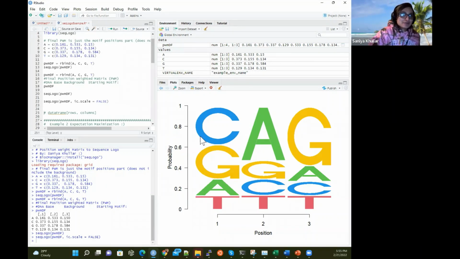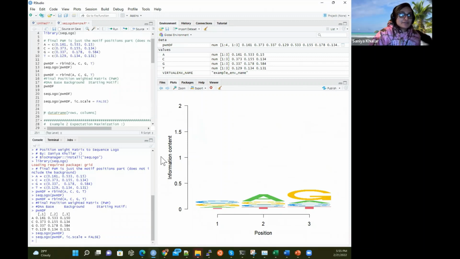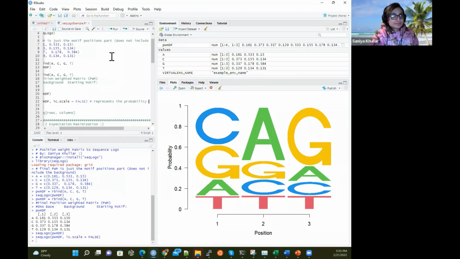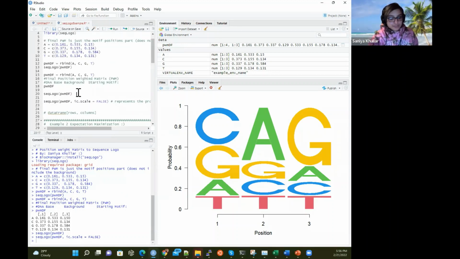So the C's probability, G's, A's, and T's here, and then we can see that this represents the same probability weighted matrix on this scale here. But often what's more helpful, typically, and what is traditionally used, is having this information content, but you can represent it as probability. So this represents the probability on the y-axis. Whereas, and I talked about this in another video, this shows the information content.